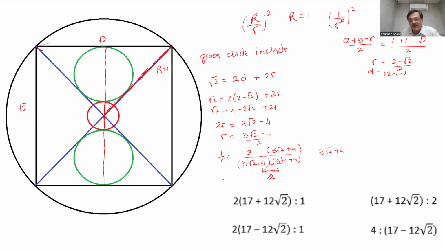And now I need to find 1 upon r whole square. So that would become (3 root 2 plus 4) whole square, which gives me 18 plus 16 plus 2 into 3 into 4, 24 root 2. 18 plus 16, sorry, 34 plus 24 root 2. Take a 2 common, 2 into (17 plus 12 root 2). That's the answer. The first option, 2 into (17 plus 12 root 2), is the answer.